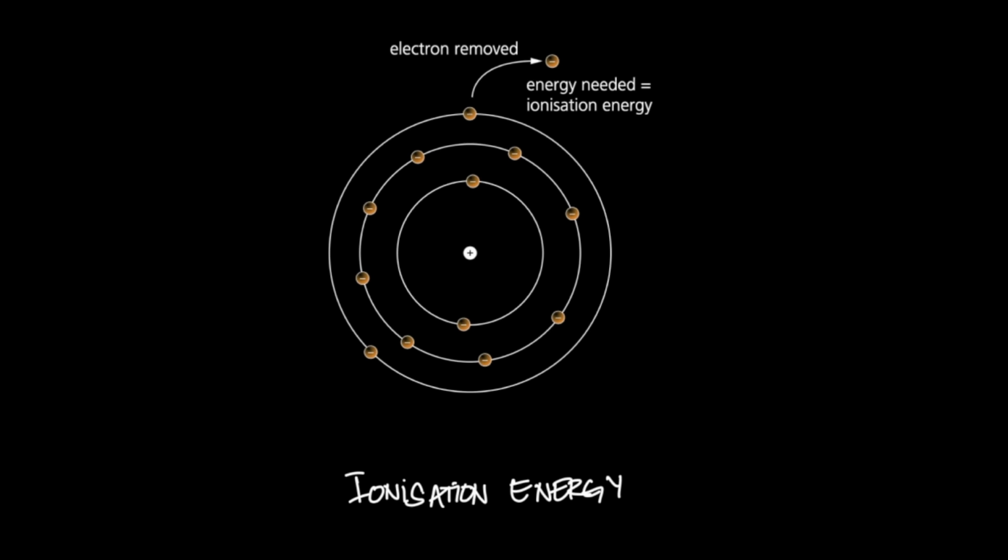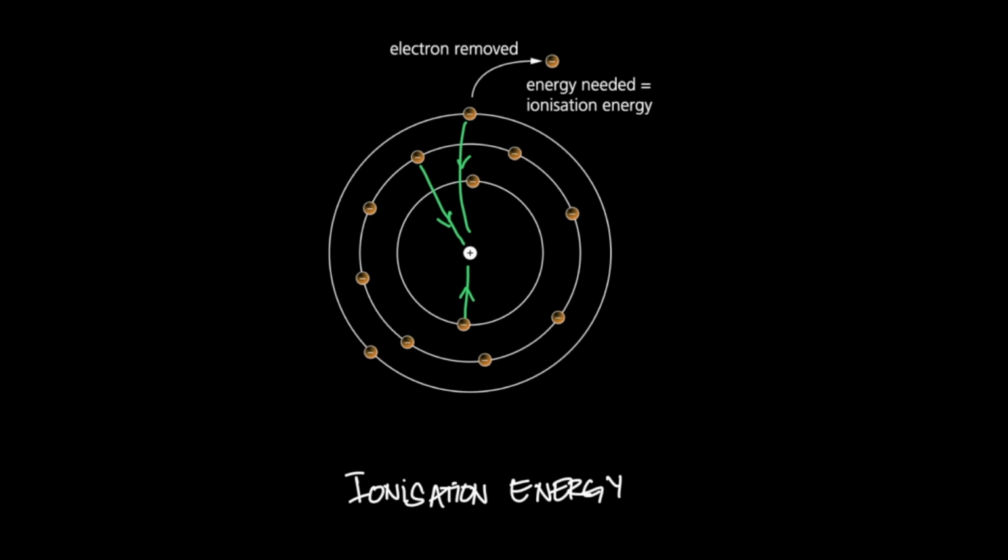First of all, electrons are attracted towards the center because they are being pulled by the nucleus. But the electrons that are closer to the nucleus will be pulled more strongly, and the electrons that are further away will be pulled less strongly. And what we're going to do is start removing electrons from atoms and study the energy it requires to remove a certain electron.